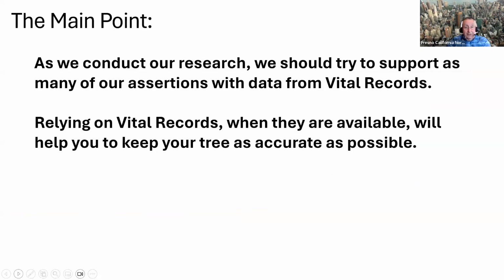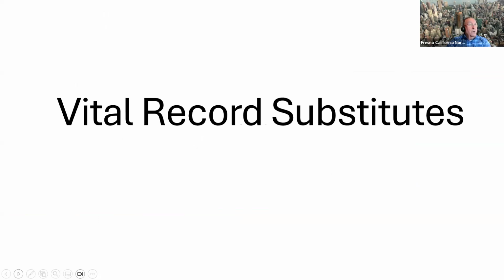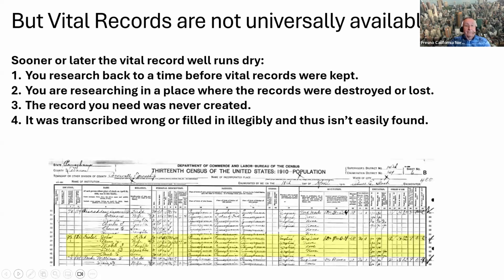So as we conduct our research, the main thing we want to do is try to support our information with the best possible record available, the ones that will help tie the families together and provide accuracy. And you're going to find that with vital records, if at all possible. Okay, then of course the question becomes, what do you do if there aren't vital records? Well, actually, even sometimes even if there are vital records, you can't find them.